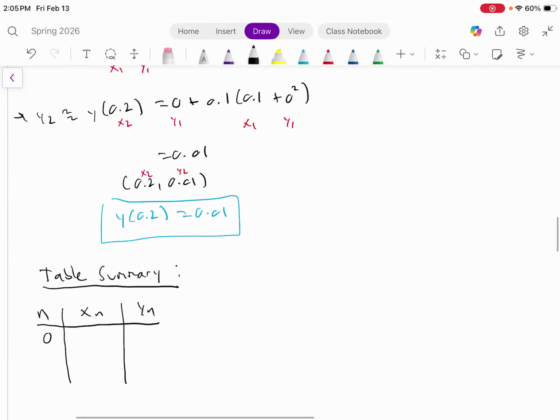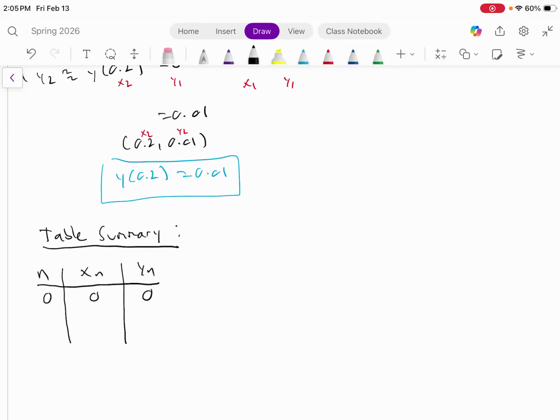So we started out with the initial condition 0, 0, and that's of course when n equals 0. And then we did our first approximation and we got 0.1 and 0. And then we did our last approximation for n equals 2: 0.2 and 0.01. Okay, so that's how we would do one of these types of step sizes, 0.1.